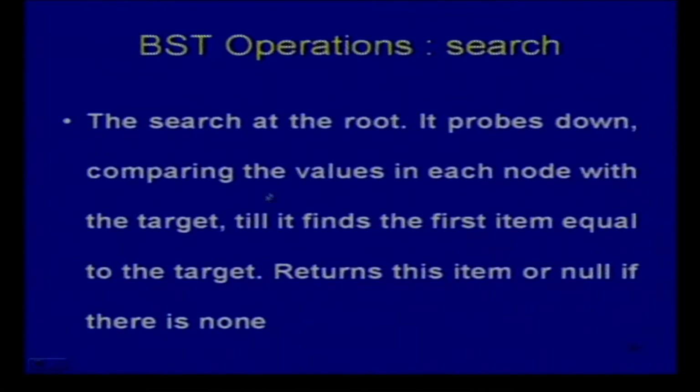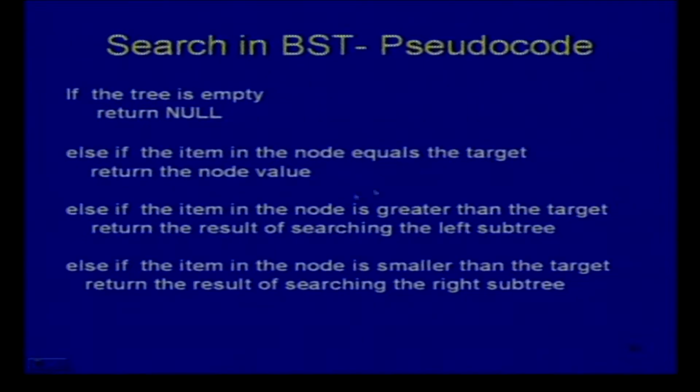The search starts at the root and probes down, comparing the values in each node with the target, till it finds the first item equal to the target and returns this item, or null if it is not there. If the tree is empty, it will return null because you cannot find it. Else if the item in the node equals the target, return the node value. If the item in the node is greater than the target, then the target is less, so you have to search the left subtree. If the item in the node is smaller than the target, the target is in the right, so you have to search the right subtree.